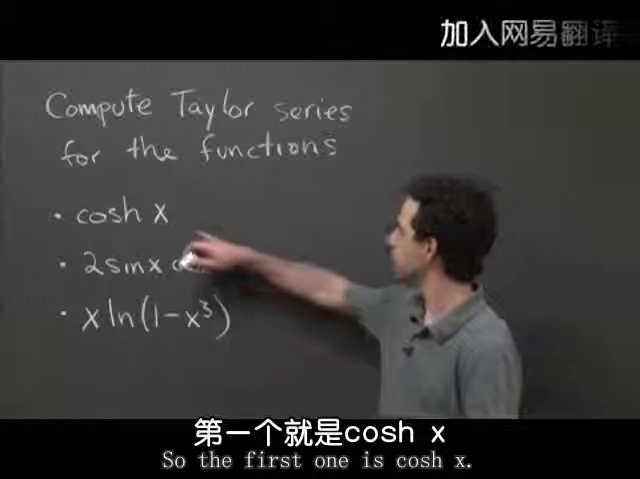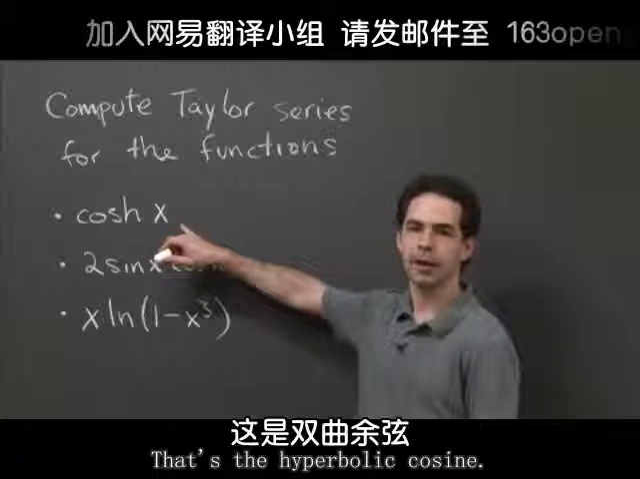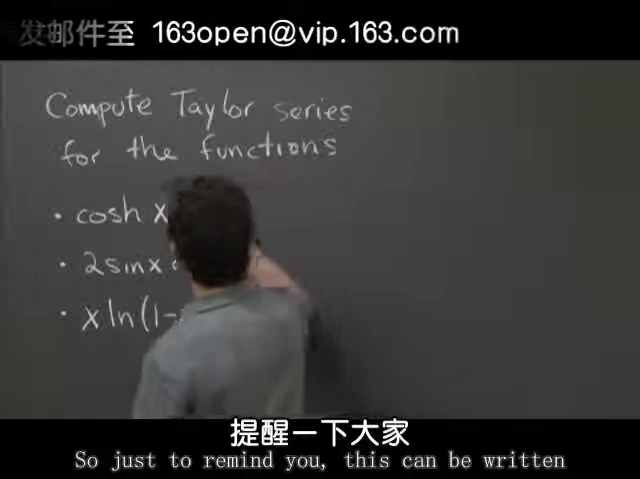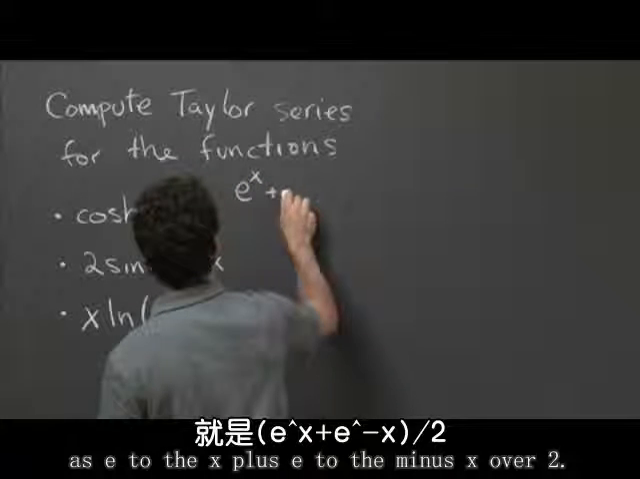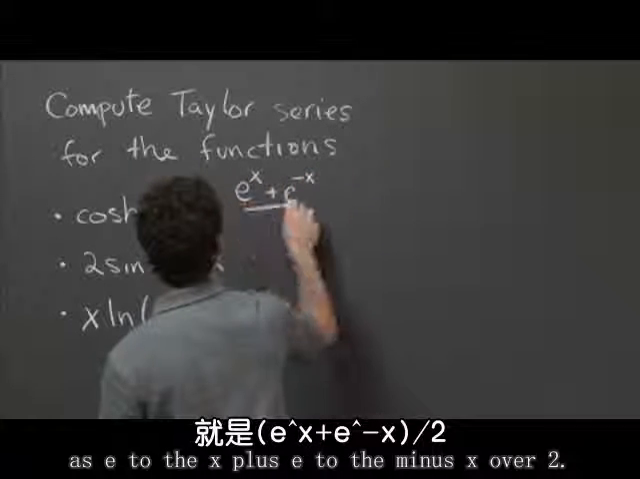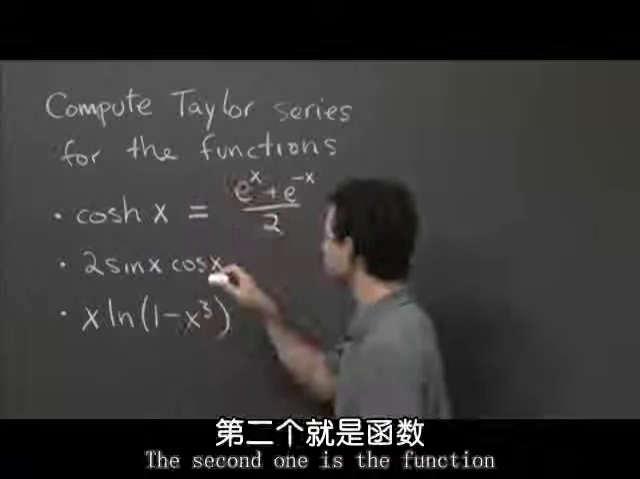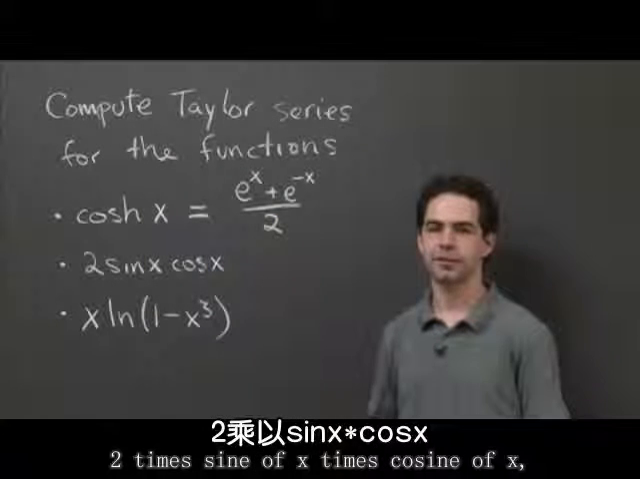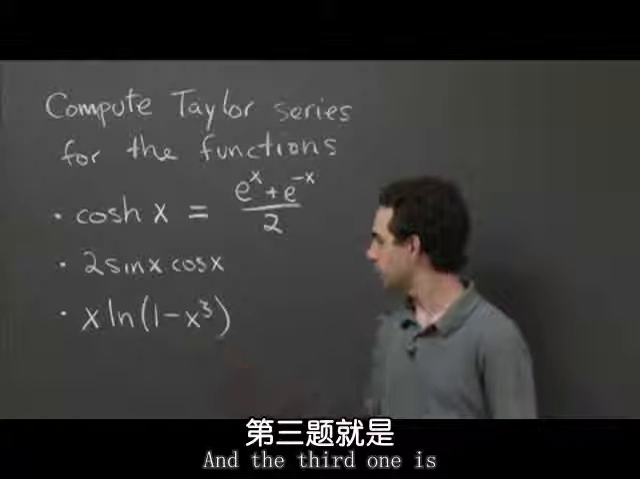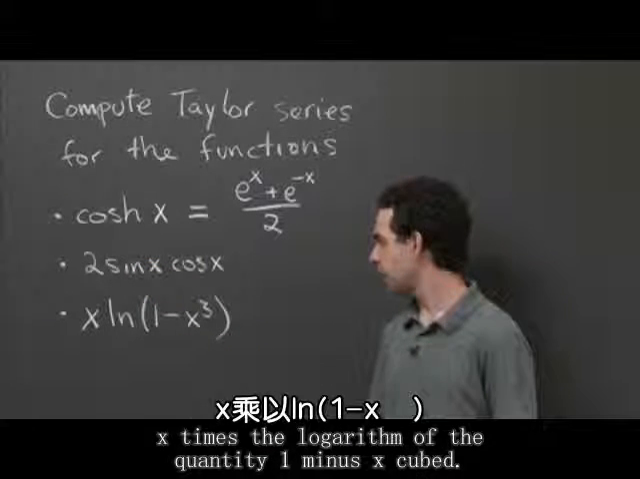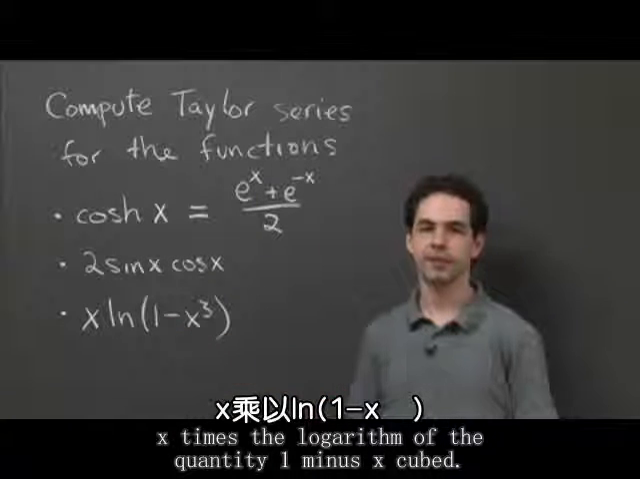The first one is cosh x, the hyperbolic cosine. Just to remind you, this can be written in terms of the exponential function as e to the x plus e to the minus x over 2. The second one is the function 2 times sine of x times cosine of x, just your regular sine and cosine. And the third one is x times the logarithm of the quantity 1 minus x cubed.